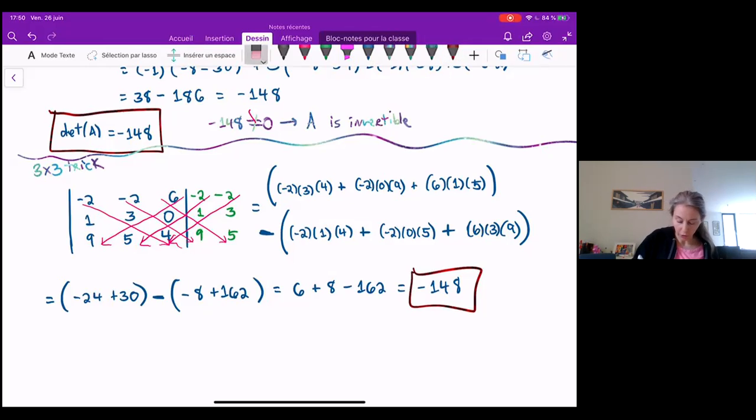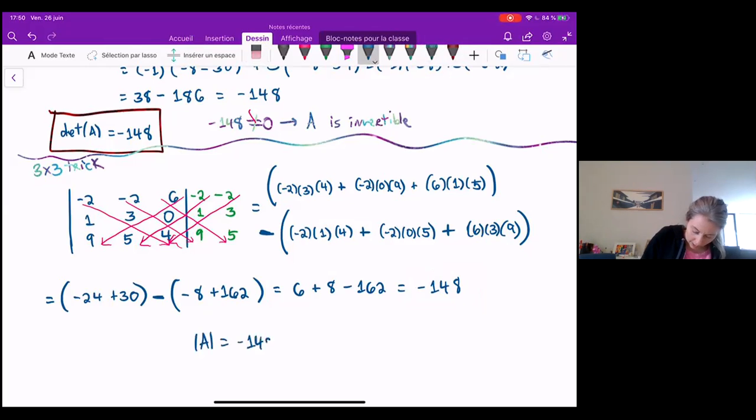So the determinant of A is equal to negative 148, and we got the same answer in two different ways.